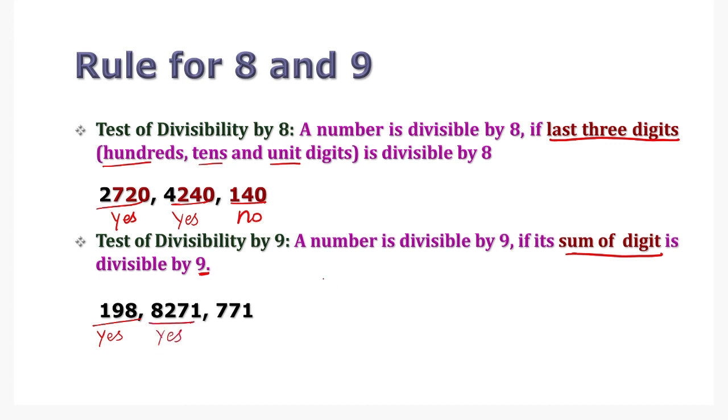Now let's take our last example, 771. So we have to take the sum of its digits. So 7 plus 7 plus 1, which is equal to 14. And then when we divide the number by 9, we could see that it is not divisible by 9 because we would not get the remainder as 0. So we could finally conclude that 771 is not divisible by 9.